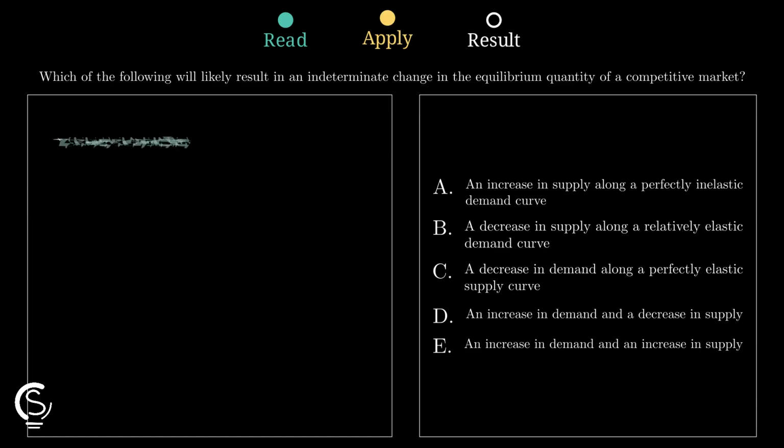Next, we look at a simultaneous decrease in supply, which shifts that curve to the left. This change forces the price up, but pulls the equilibrium quantity down quite significantly now.